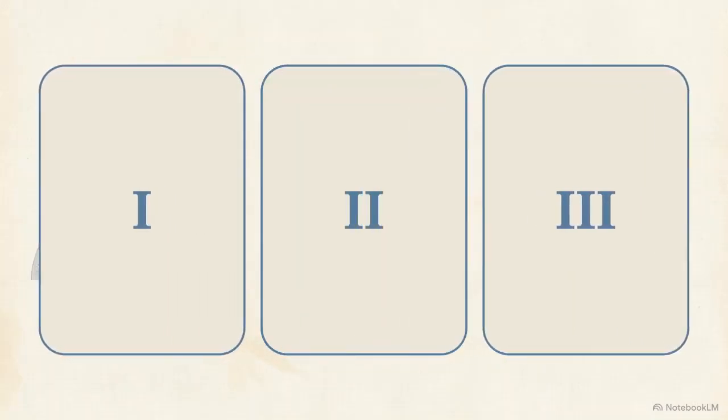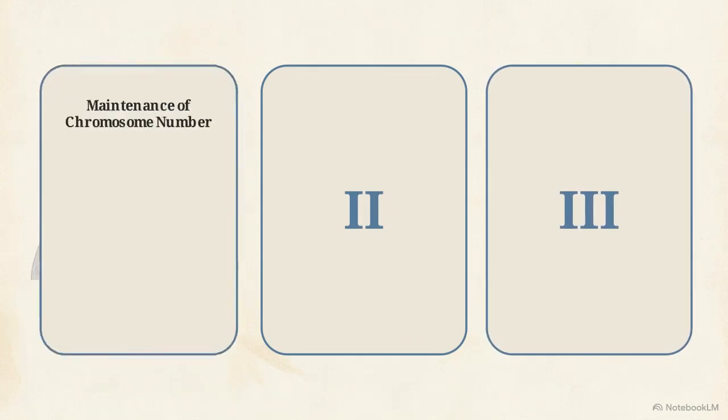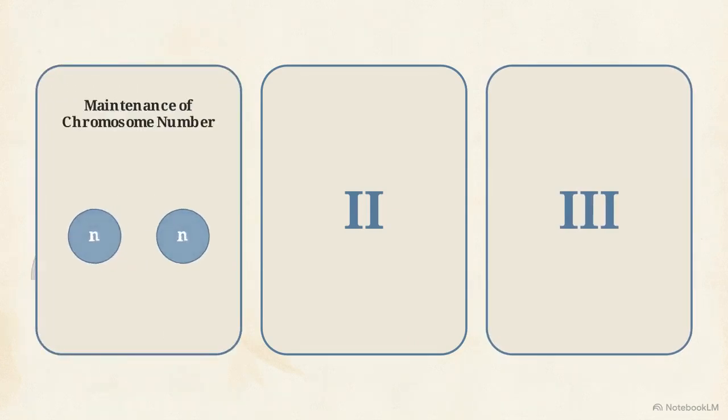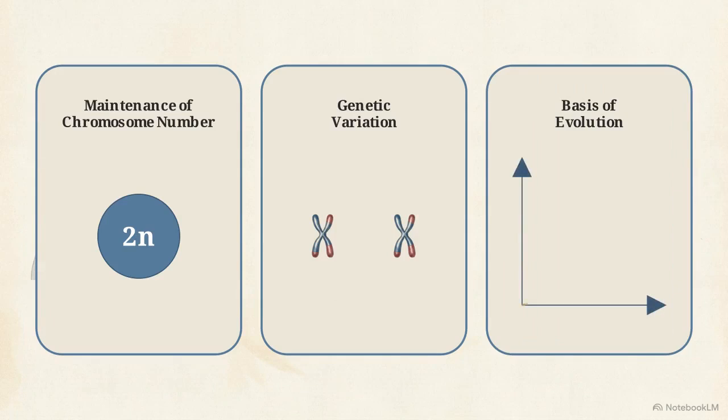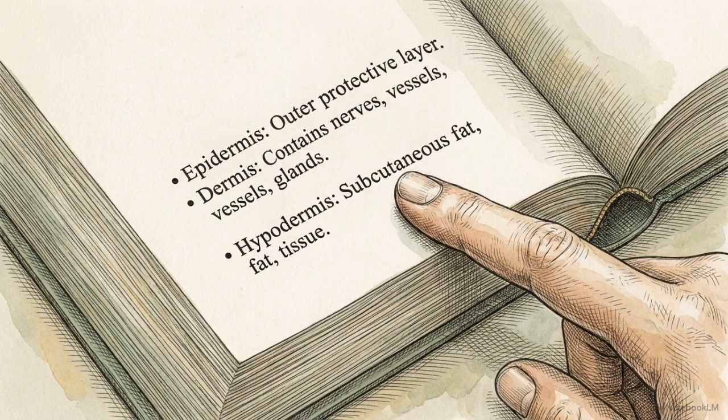Zooming out from the cellular mechanics, meiosis serves 3 distinct roles in biology. It restores the correct chromosome number across generations, it guarantees genetic variation within offspring, and through that variation, it provides the required raw material for natural selection and evolution. When you sit for your Class 11 board exams, these 3 specific outcomes, maintaining chromosome number, variation, and evolution, are the pillars of the significance of meiosis section.